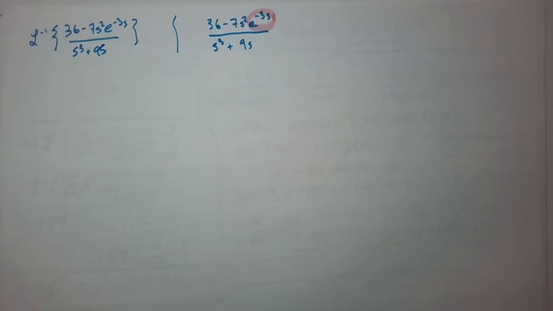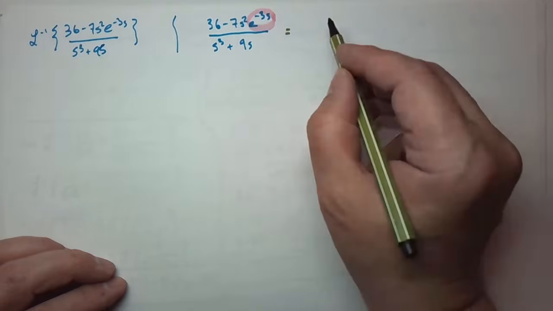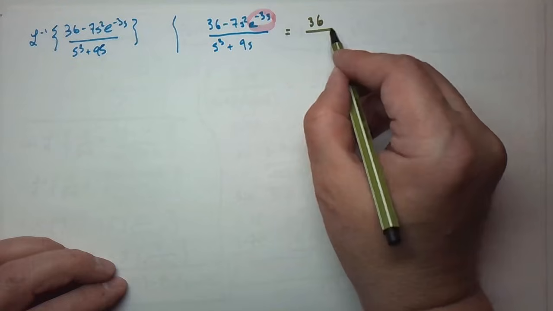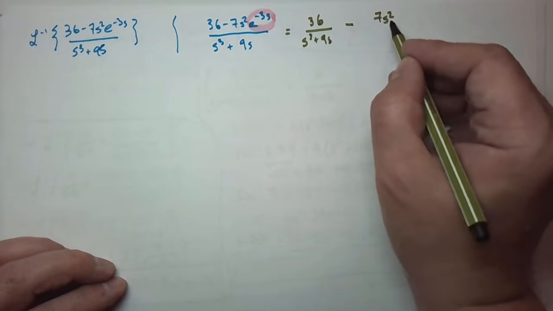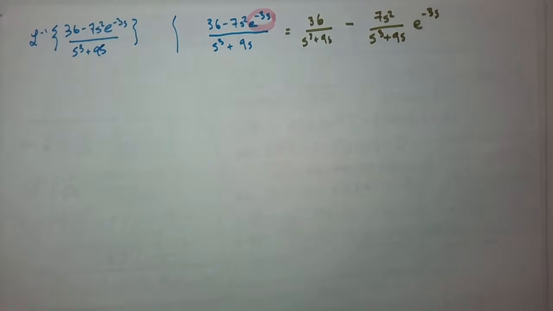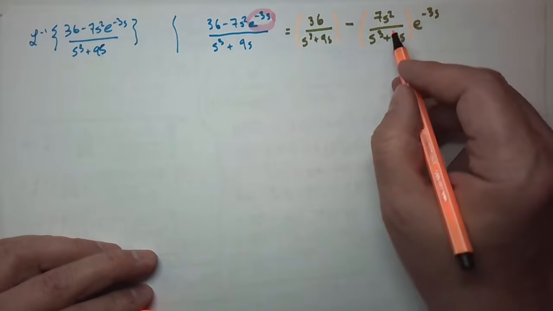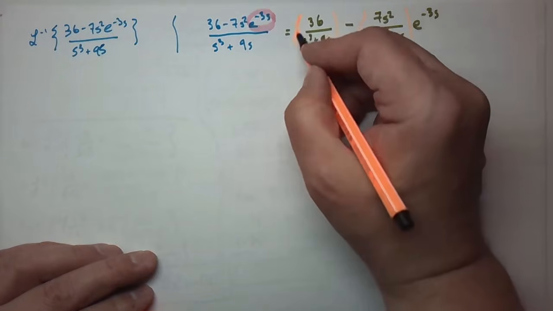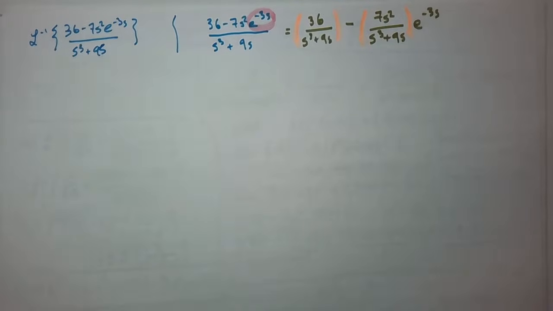Well, this problem is so nice, we get to do partial fractions twice. So what we're going to do is we're going to use the fact that we can break up the numerator. So it's 36 over s cubed plus 9s, subtract 7s squared over s cubed plus 9s e to the minus 3s. Now I say we do it twice, but actually one of them will not be too bad. In fact, one of them is a freebie. Now notice here that we've moved the e to the minus 3s to the side. And that what we have is we have two pieces. Each one is polynomial over polynomial. Life is good. Which one do you want to do first?